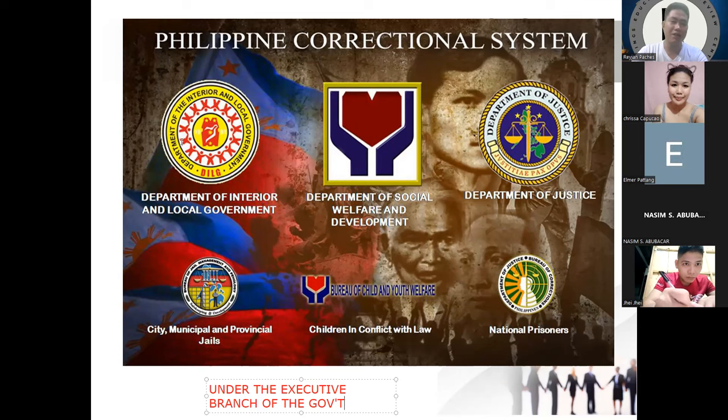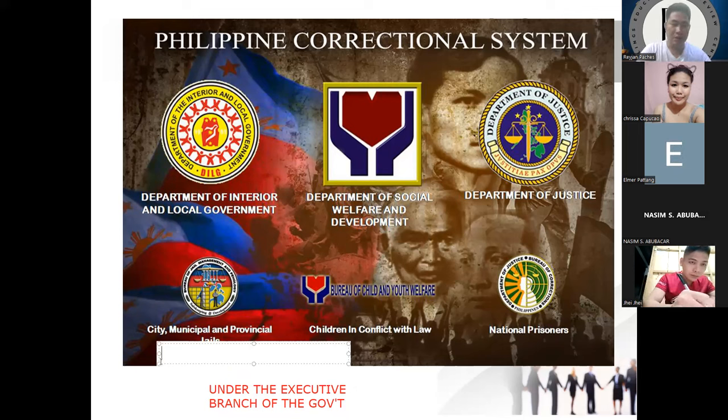So tandaan ninyo, ang DILG, siya yung may supervision and control over the city, municipal, and provincial jails. Again, ulitin natin. Ang Department of Interior and Local Government, siya yung itinalaga ng batas natin to take charge of the prisoners sa city, municipal, provincial jails. And tandaan ninyo, class, yung provincial jails ay naka-separate.